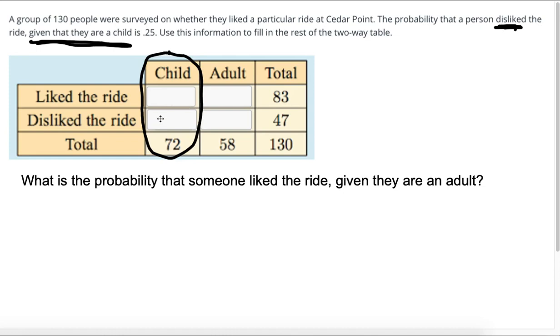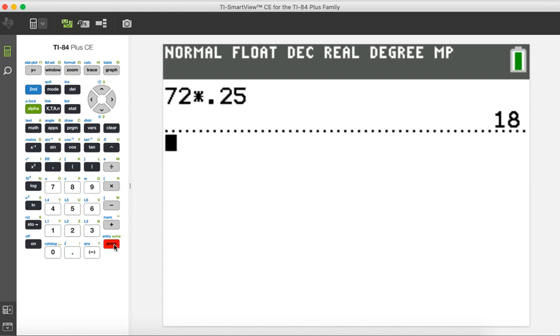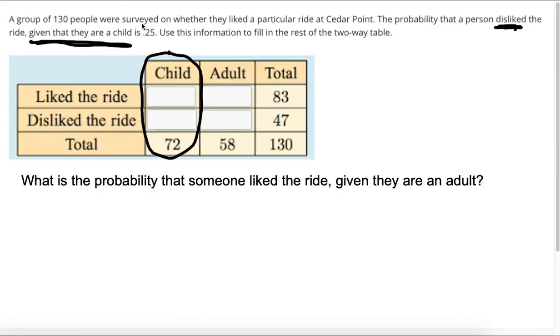So to figure out this value here, the number of children that disliked the ride, I'm going to take the total, which was 72, and multiply that by the probability, 0.25. So we end up with 18. So that tells me that 18 children disliked the ride.